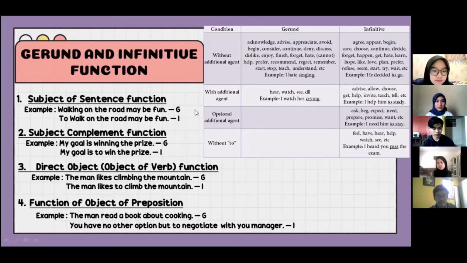And for the infinitive, we have advise, allow, choose, get, help, and many more. For the example is, I help him to study. With optional additional agent, for the infinitive, we have ask, beg, expect, need, prepare, promise, wait, and many more. For the example, I need him to stay. And without to, for the infinitive, we have feel, have, hear, help, watch, see. And the example is, I heard you pass the exam.